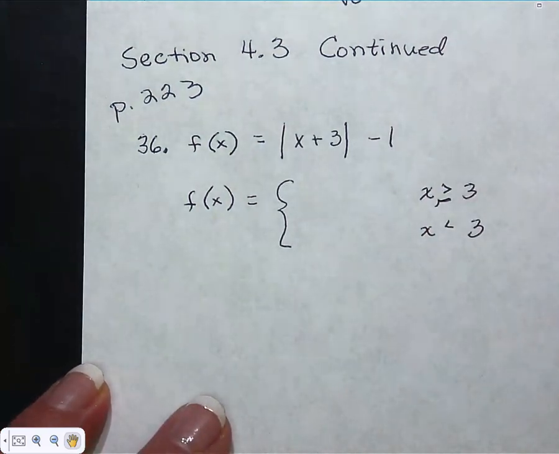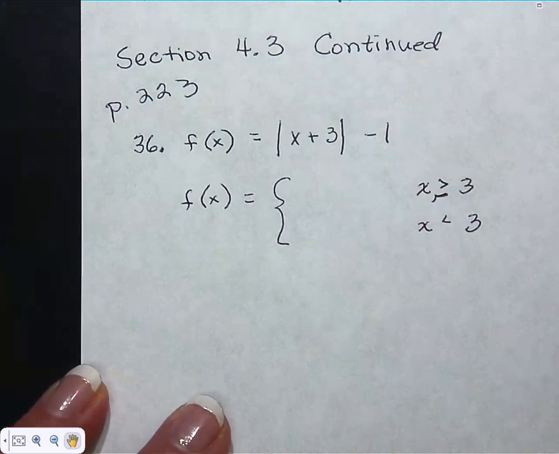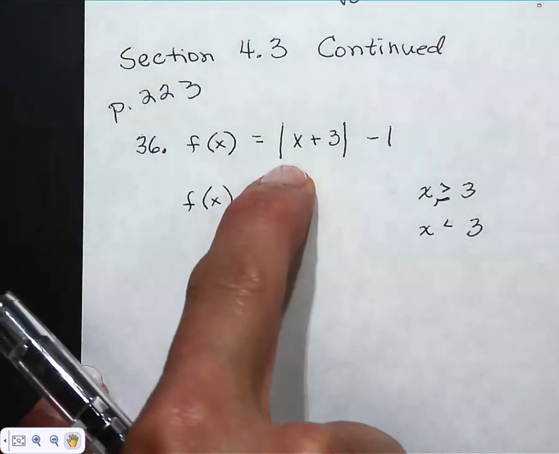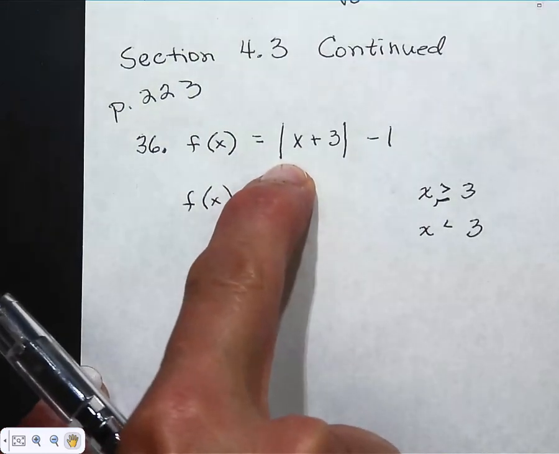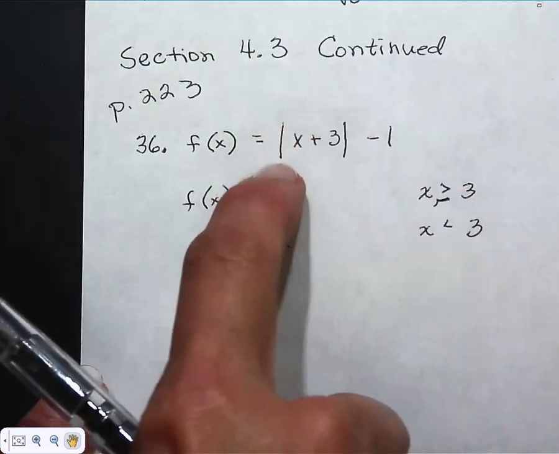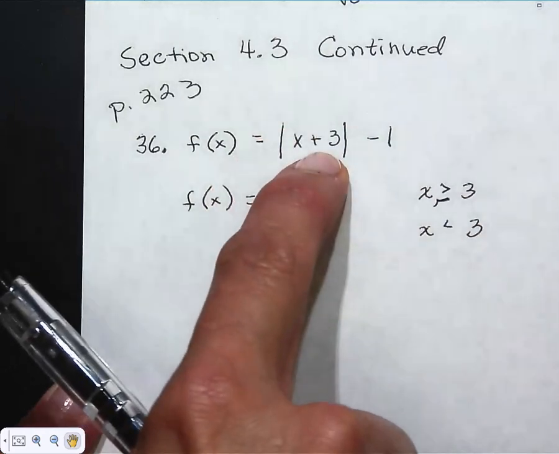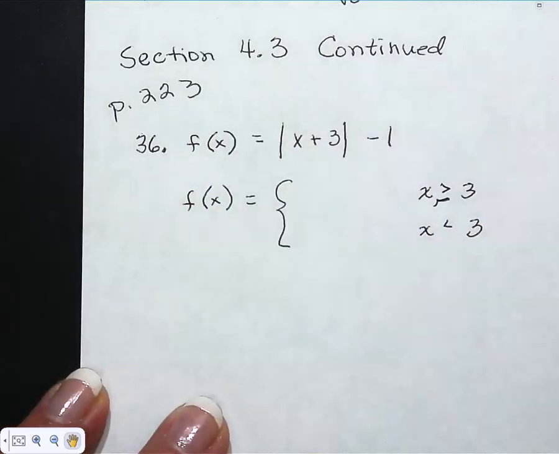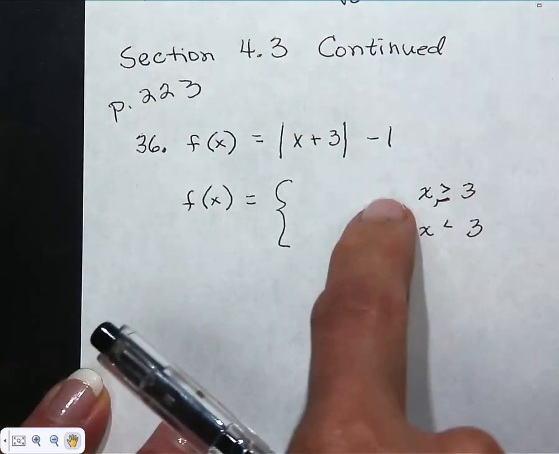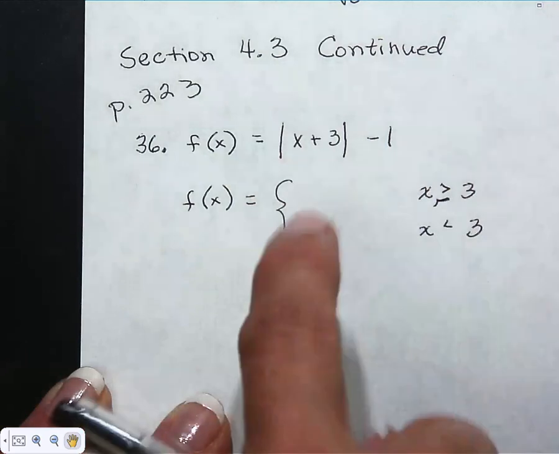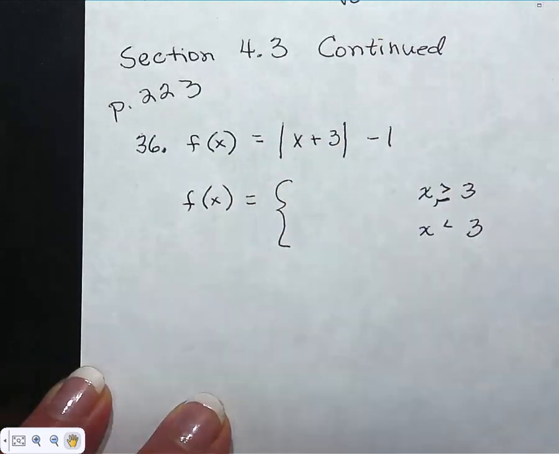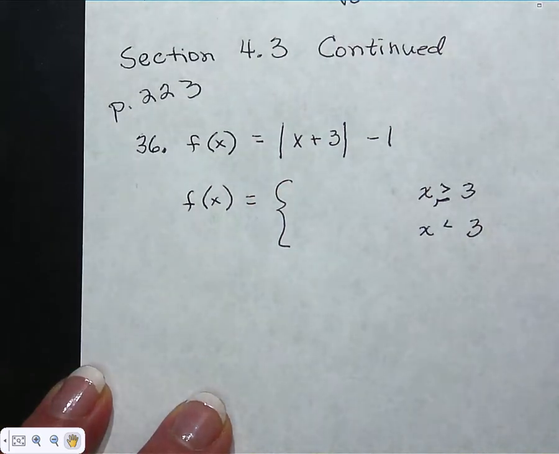If you put in any number greater than or equal to 3, you can actually play like those absolute values aren't there. If you put in a 4, for example, you've got 4 plus 3 is 7. Absolute value of 7 is still 7, so it doesn't really affect the function. For any values greater than or equal to 3, this is just x plus 3 minus 1, better known as what? X plus 2.